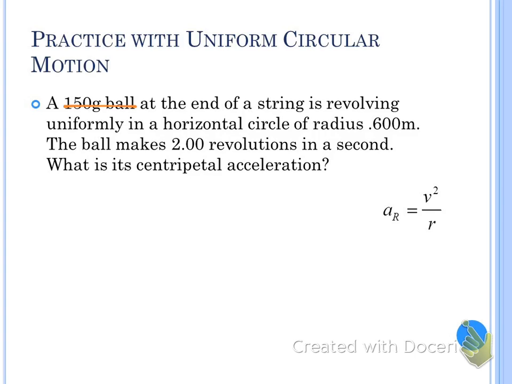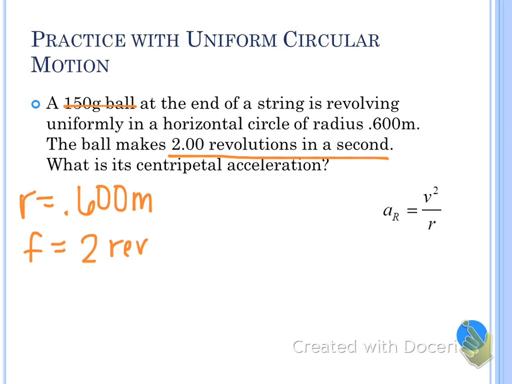We know that our radius is equal to 0.600 meters. What do we know about this? 2 revolutions per second. What's that equal to? Frequency. So frequency is 2 revolutions per second, and we want to find centripetal acceleration. So I went ahead and put the centripetal acceleration equation up there. Do we have v squared that we can use? No. Do we have a way we can solve for v? Yes. So we need to use our velocity equation, 2 pi r over T.